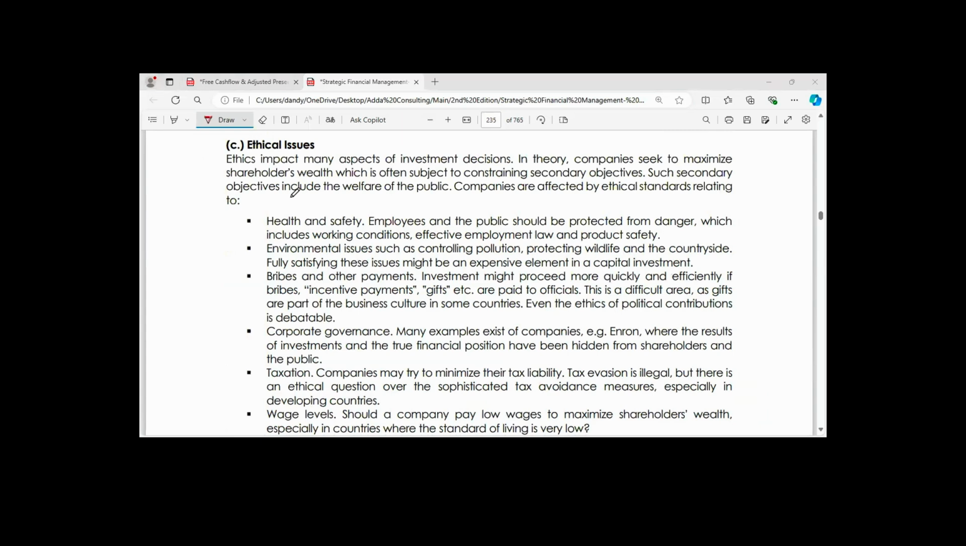In our next class, by the grace of God, we are going to be having capital rationing. That is a very straightforward topic. It's just like linear programming, but it's very straightforward. So by the grace of God, we are going to start that in our next class.